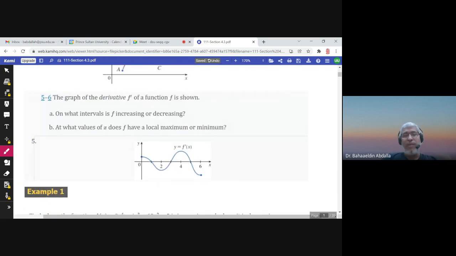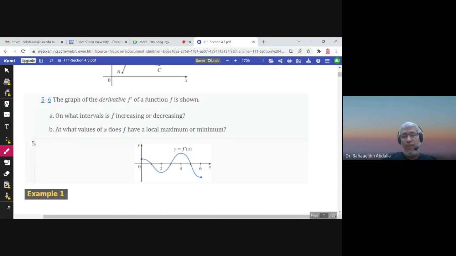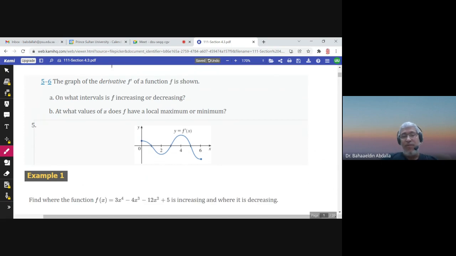The graph of f prime of a function is shown. On what intervals is f increasing or decreasing? Notice that this is the graph of f prime, not the graph of f. So we need to get some information about f from the graph of f prime. Well, f is increasing when f prime is positive, when f prime is greater than 0.